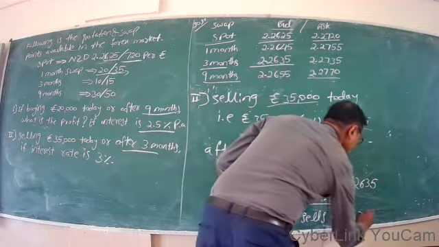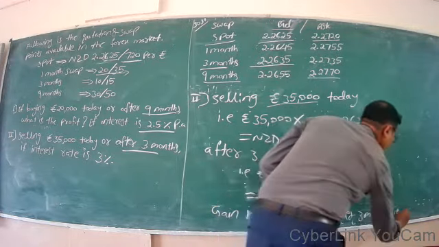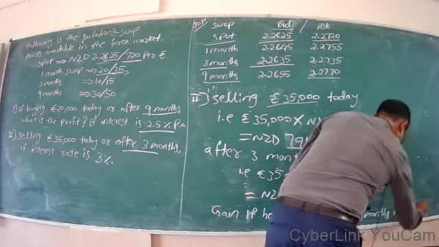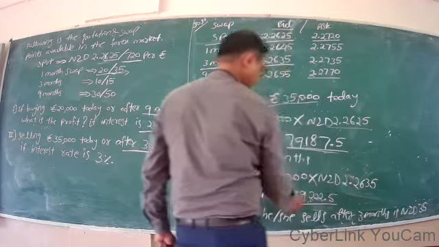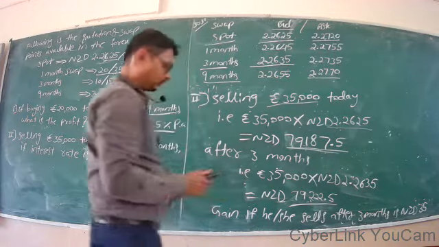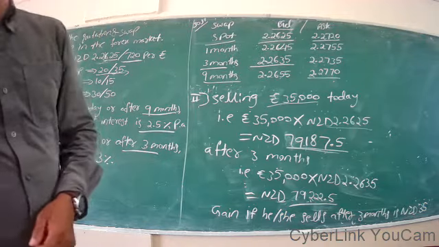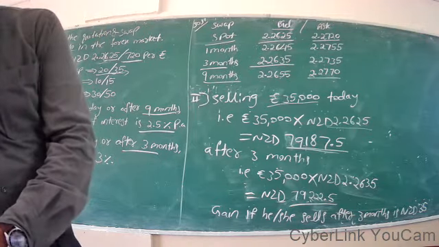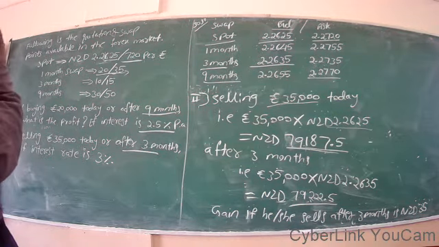after 3 months, New Zealand dollar 79,222.5 minus 79,187.5. Now the second part, if you are considering the interest rate given in the problem, it is 3%.